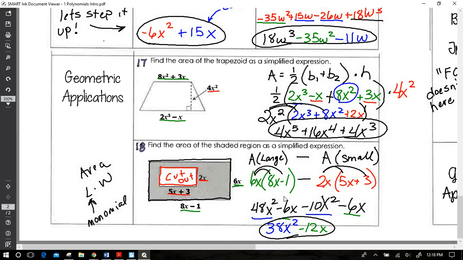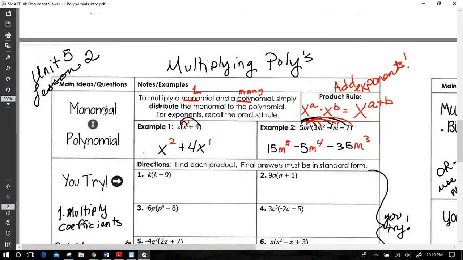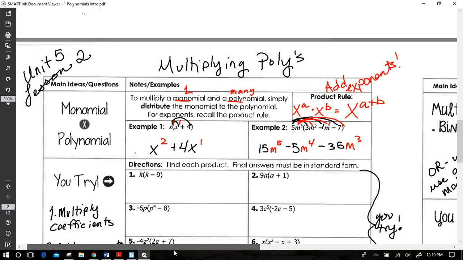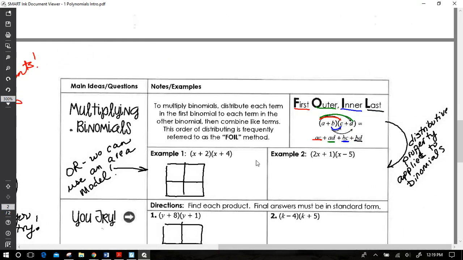All right, so that is how to multiply a monomial, one term, by a polynomial, which could be two or more terms. Let's take a look at how we're going to do this if we are multiplying very specifically two binomials. Remember, binomials have two terms. X plus 2 is two terms. X plus 4 is two terms.